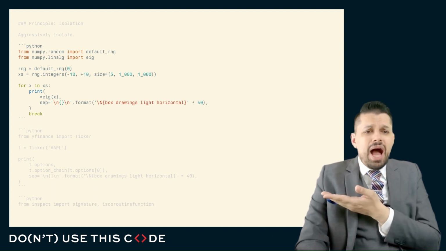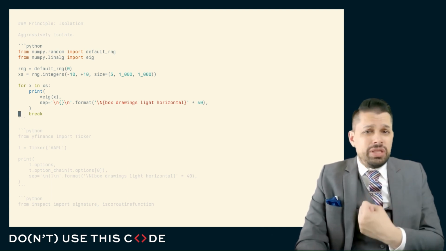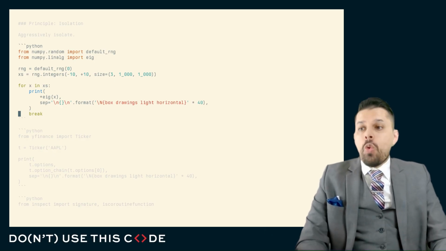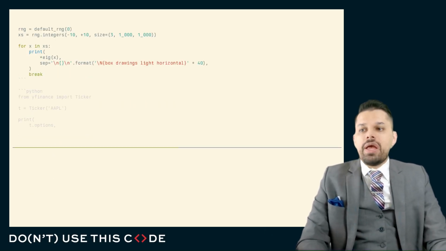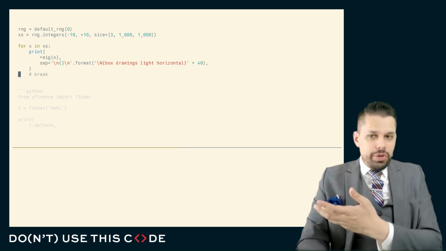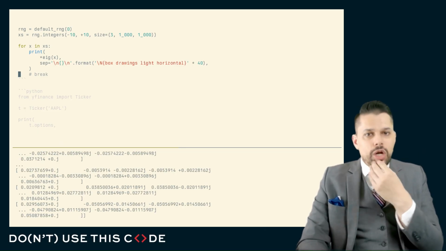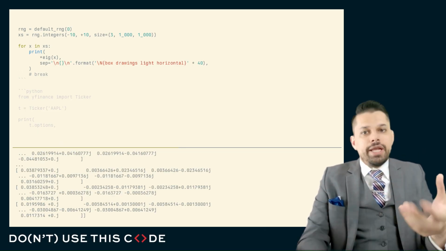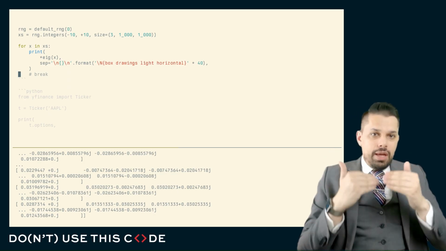Did I misspell eig? Is it eigen instead of eig for computing the eigenvalues? And once I'm satisfied with what I have, then I remove those breaks and then I say, okay, now it seems to work. Oh, it doesn't seem to work on this particular data item. I narrow myself down to that item and then go on.